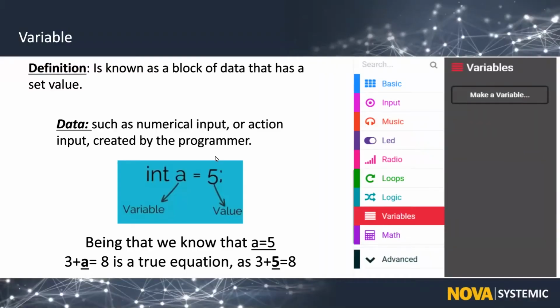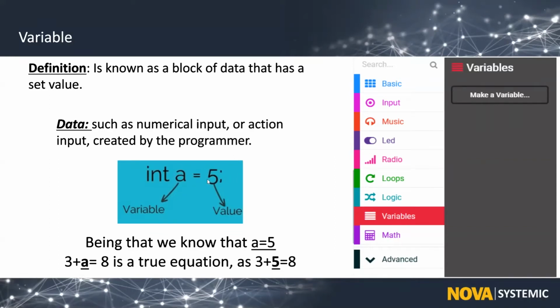A variable is known as a block of data that has a set value. So when we look at this example, we have a variable that is a, and the value that has been given is the number 5. Now, the data or the value that is given here is a numerical value, but not every time do all variables have to be numeric. We have variables that are also known as action variables or non-numeric variables.